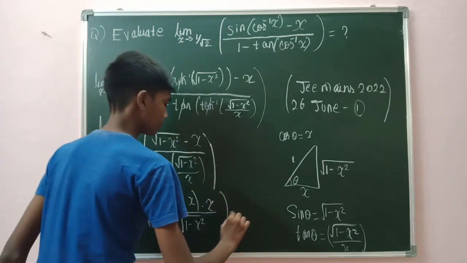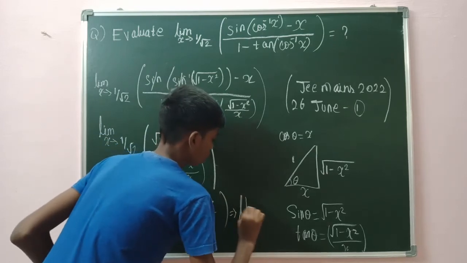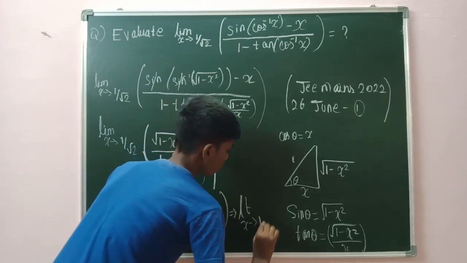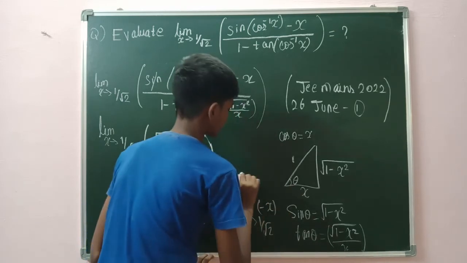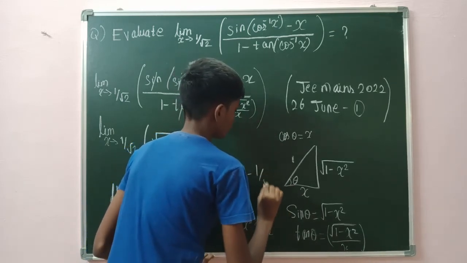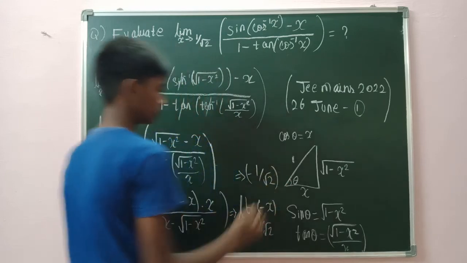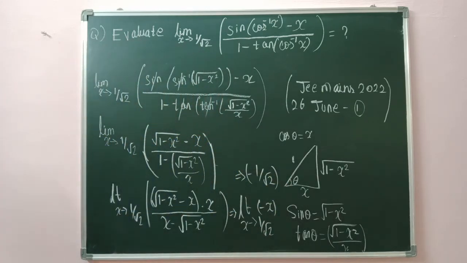So finally I'll give this limit as limit of x tends to 1 by root 2 of minus x. So limit of x tends to 1 by root 2 of minus x is minus 1 by root 2. And that's the answer for this question. Minus 1 by root 2 is the answer for this question.